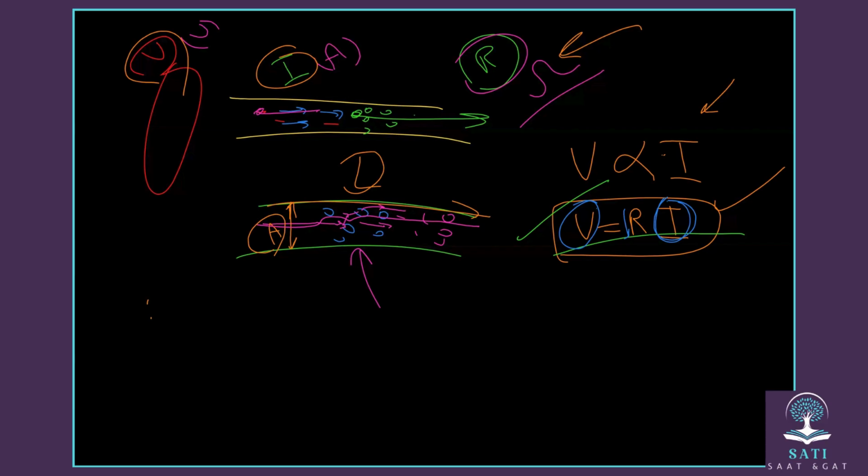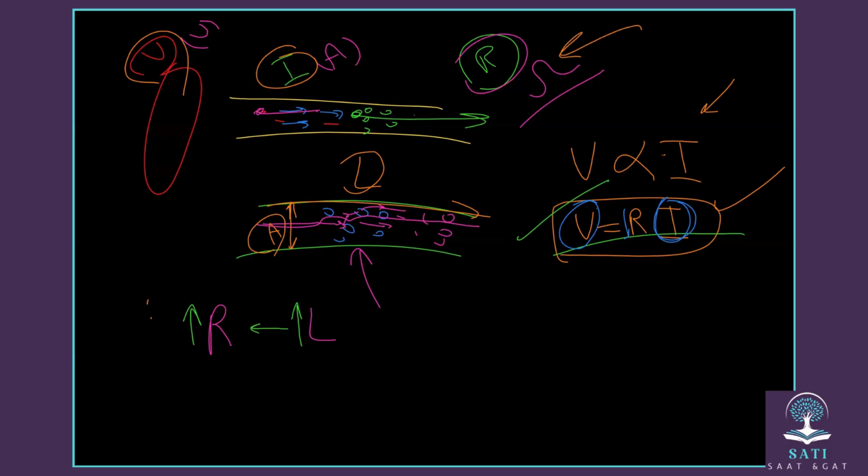So the longer the road, the harder it is for the electron to move. So if you make the wire long, what will happen to the resistance? The resistance will increase. So the relationship between resistance and the length of the wire: if the length of the wire increases, the resistance will increase as well. The longer the wire, the greater the resistance. Why? Because there will be a greater number of collisions of these moving electrons with the atoms.